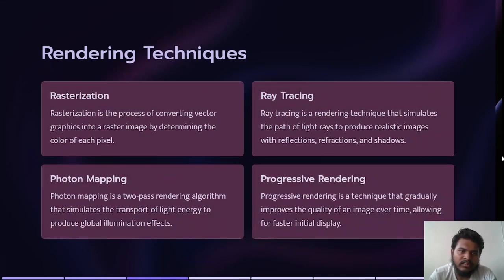Rendering techniques. Rasterization. Rasterization is the process of converting vector graphics into a raster image by determining the color of each pixel. Ray tracing. Ray tracing is a rendering technique that simulates the path of light rays to produce realistic images with reflection, refraction, and shadows. Photon mapping. Photon mapping is a two-pass rendering algorithm that simulates the transport of light energy to produce global illumination effects. Progressive rendering. Progressive rendering is a technique that gradually improves the quality of an image over time, allowing for fast initial display.